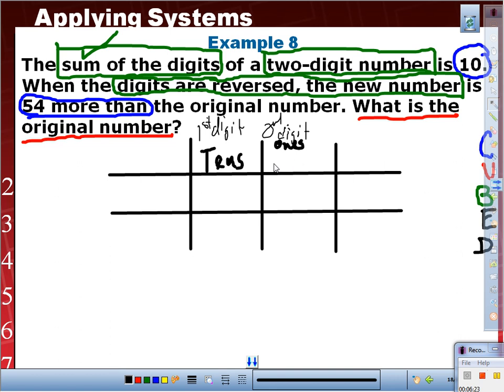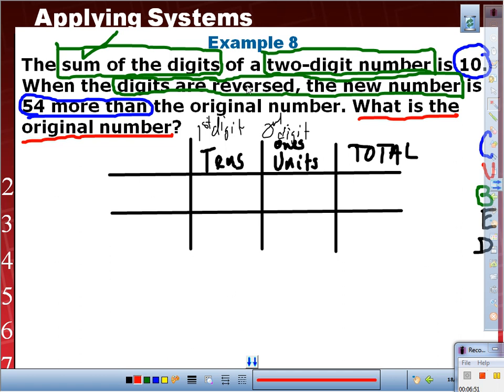So therefore, to make sure I use the same placement terminology, I'm going to say that this is tens and units. This one will always be our total, okay? And you're just paying attention right now.